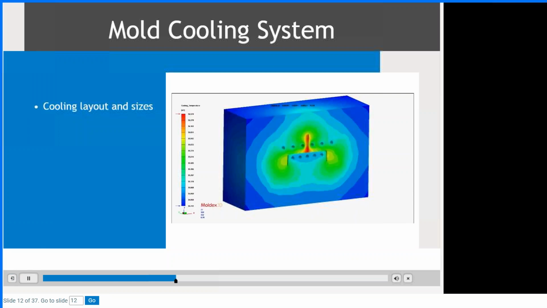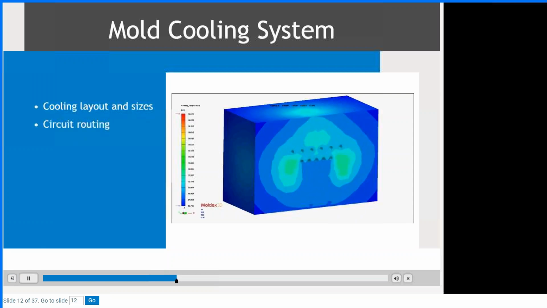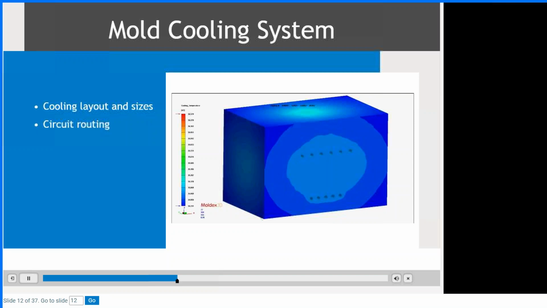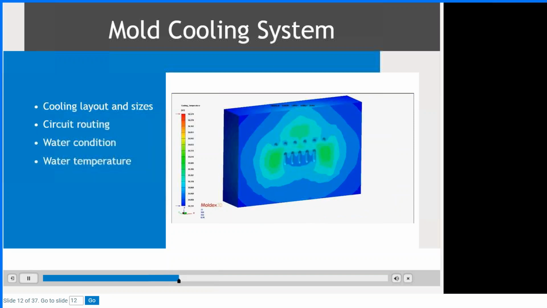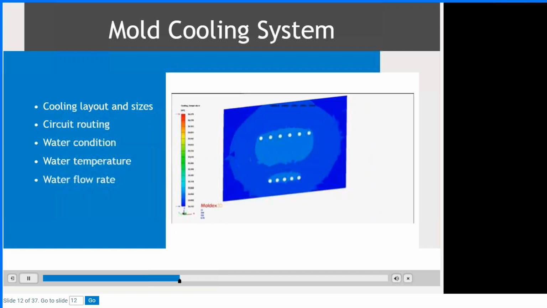Cooling line layouts and sizes and circuit routings need to be optimized for proper heat removal. The condition of the water temperature, and consistent delivery of water flow also impact heat behavior inside a mold. Here's another whole slew of challenges, from the cavity layout of the cooling circuits to the routing. How many loops do we put on outside of the tool? Do we have too many loops?